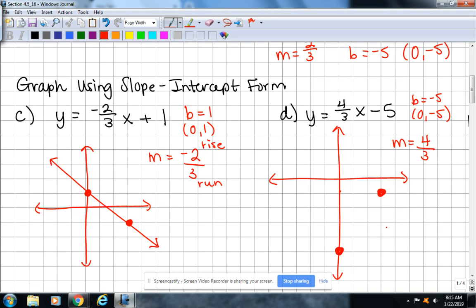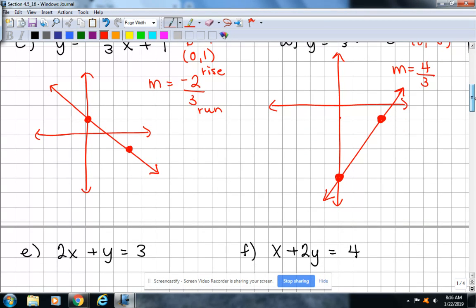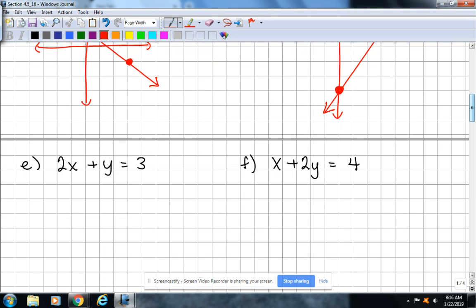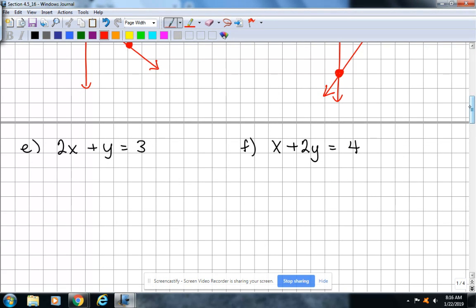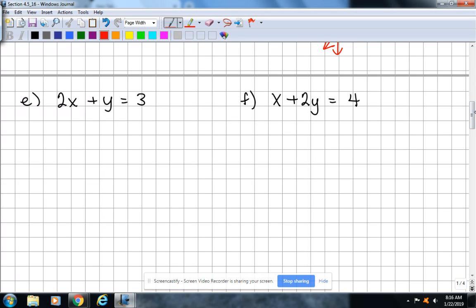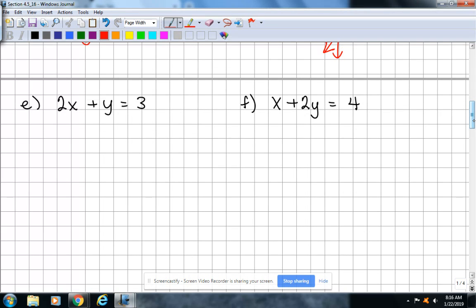So now you got 2 points. Draw your line. Arrows on them, please. Any questions so far? Is everybody good? Okay. Well, those are easy because they were already in slope-intercept form for us. So now we're going to start seeing some where we have to do a little bit of work to them first.